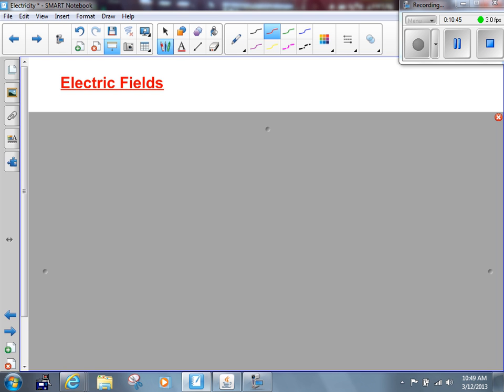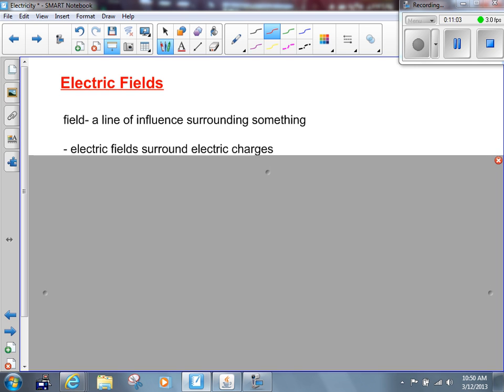We talked about gravitational fields last year. Gravitational fields were lines of influence that surrounded an object with mass. The influence surrounding something that has mass. Well, a field in general is the influence around something. An electric field would be the influence around an electric charge. If a gravitational field is the influence surrounding a mass, then the electric field would be the influence surrounding a charge.